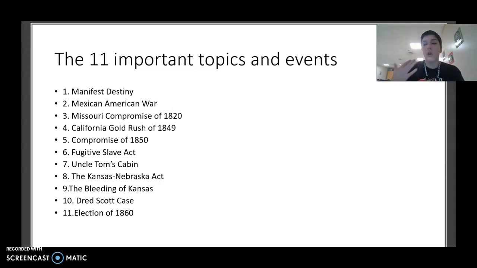We're going to go over all this information because every single one of these started very early, but all of it led to the Civil War. If these had not happened in the order that they happened in, the United States maybe could have avoided the Civil War, or it could have happened earlier or much later.